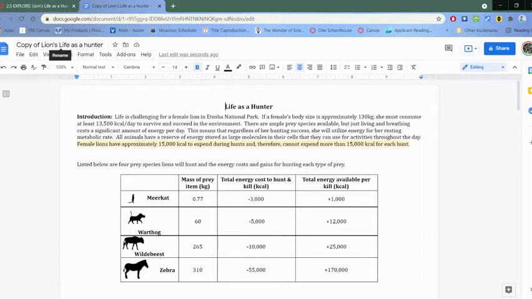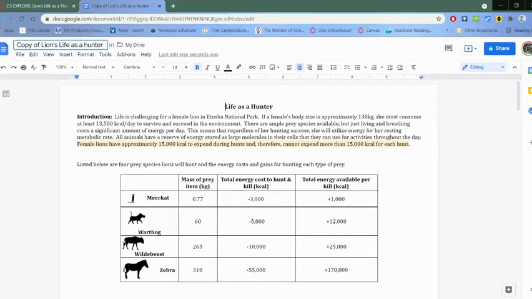So I've now made a copy of this worksheet. I might just want to change the name of this to Life as a Hunter and save it in my One Schoolhouse Biology folder. When you get to this page, read through the introduction.